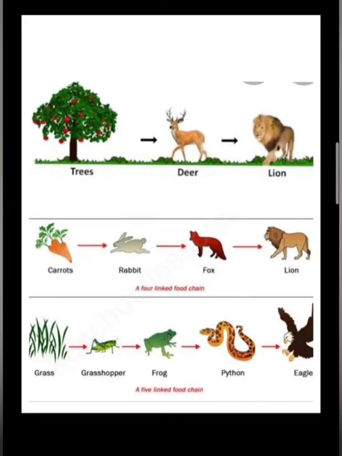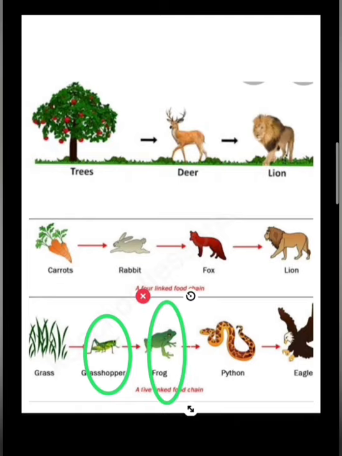Now let's look at the last food chain, which has four animals. Grass is eaten by a grasshopper. A grasshopper would be eaten by a frog. A frog would be eaten by a python or a snake, and a snake or a python can be eaten by an eagle.